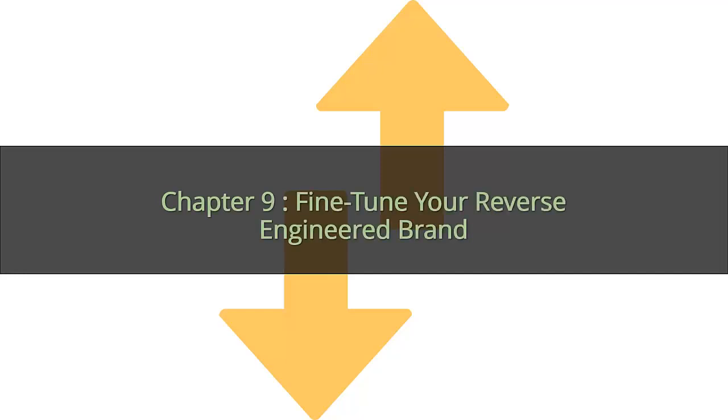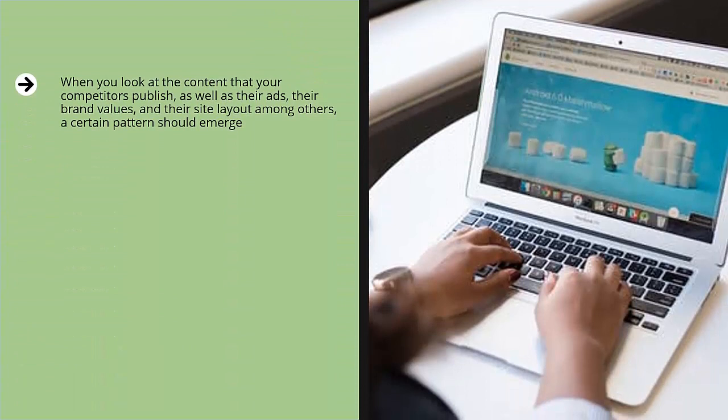Fine-tune your reverse-engineered brand. Now that you have reverse-engineered your competitors and you have examined certain elements of their website, as well as marketing strategy critically, the next step is to look for patterns. Look for the industry standard. When you look at the content that your competitors publish, as well as their ads, their brand values, and their site layout among others, a certain pattern should emerge. There should be some sort of pattern that pretty much unites all your competitors.